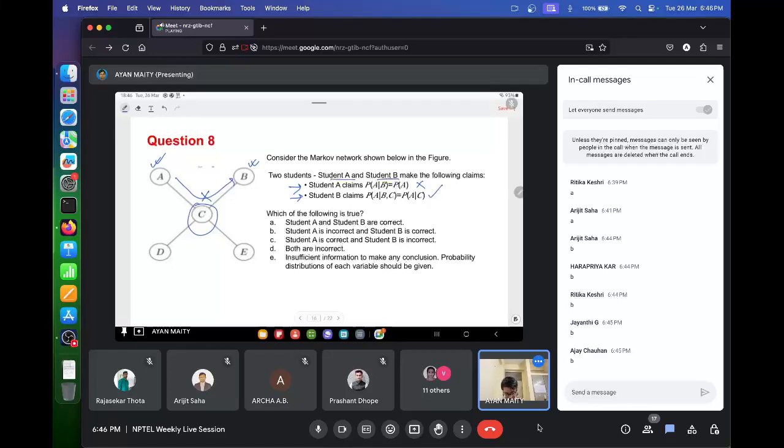So this second claim is correct. So the correct answer would be student A is incorrect, student B is correct. So option B is the correct answer.